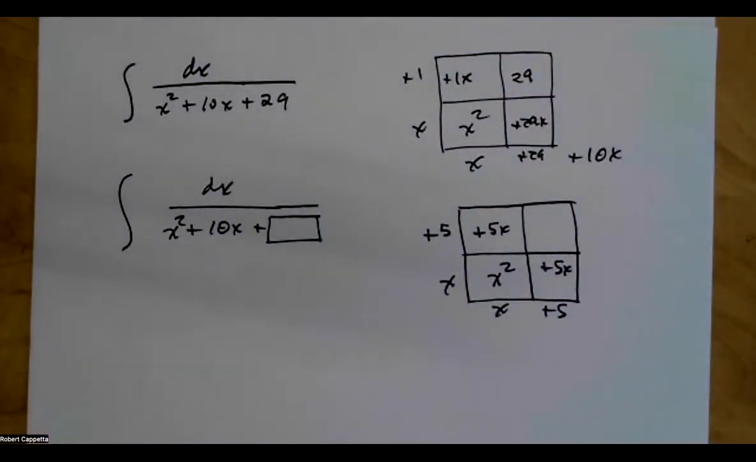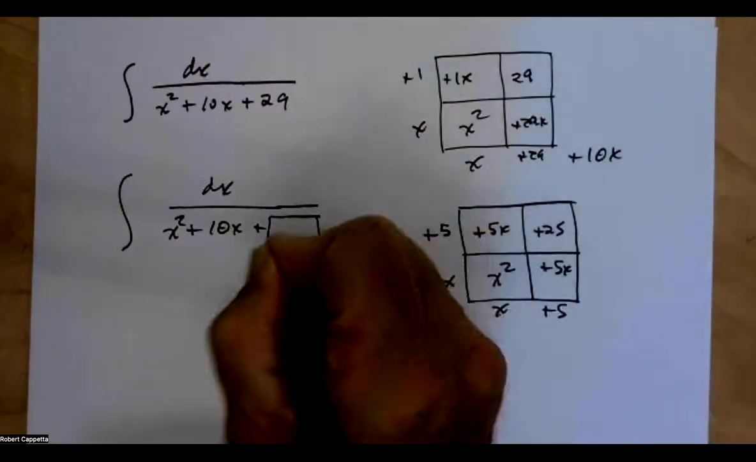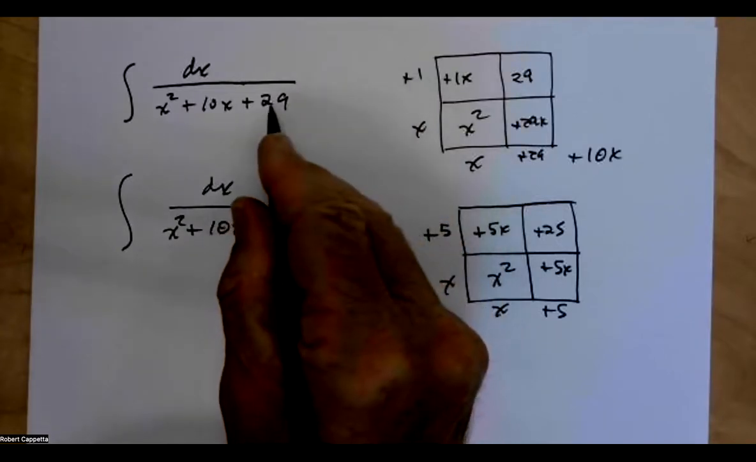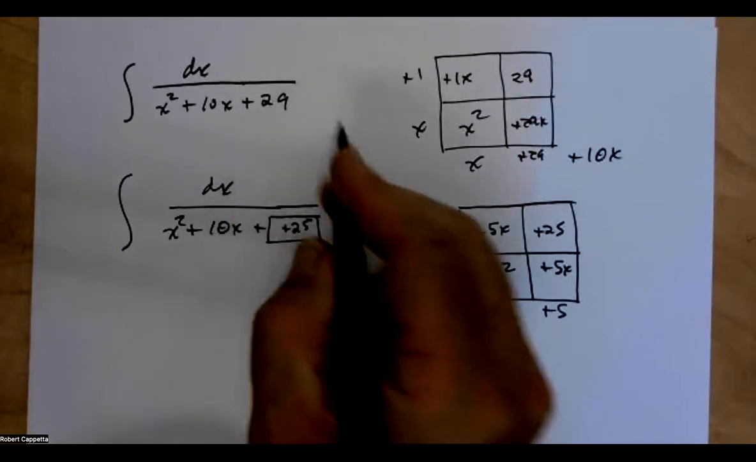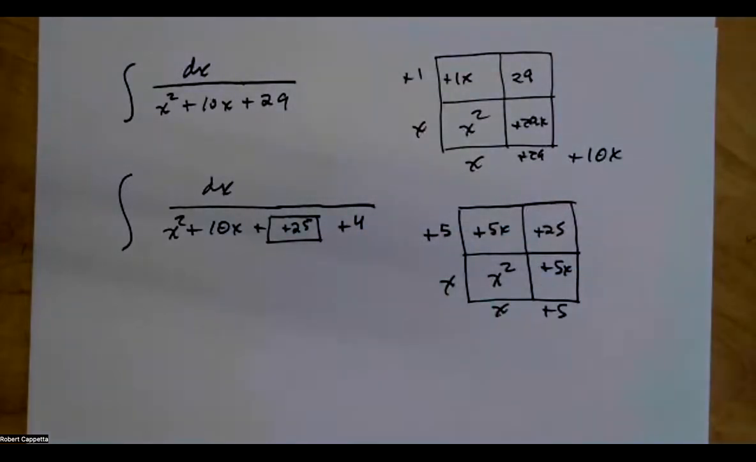So when I do that, what am I going to be left with? 5 times 5, of course, is 25. So we're going to add 25 here to complete the square. But I needed 29, so I'm a little bit short. How much more do I need? I need 4 more.